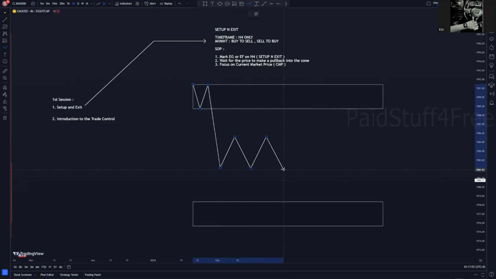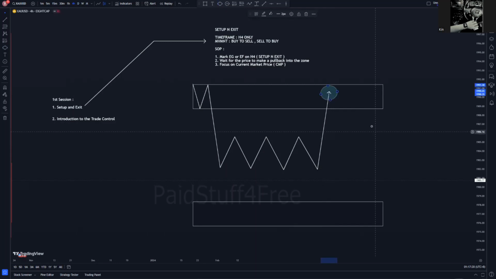No matter how long it takes, the price needs to make a pullback, because we need to follow the SOP. After the price made a pullback into the zone, we go to the third SOP, which is to focus on the current market price, the CMP. The CMP for us in this situation is going to be somewhere around here.